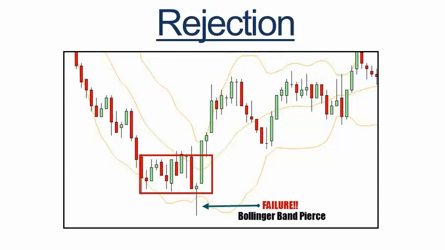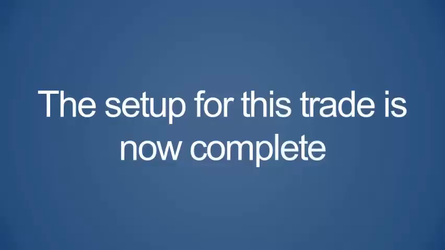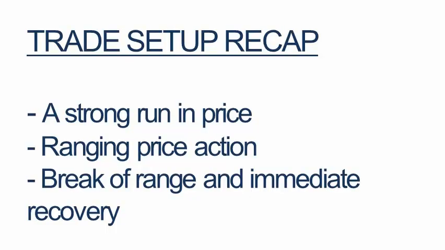Now this trader is a stickler for confirmation and needs the failure to also pierce the standard setting Bollinger Band. If that does not occur, she has no further interest. Now the setup for this trade is complete, and what you need now is a trigger to get you into the position. So here's a quick trade recap. A strong run in the price, ranging price action, break of range, an immediate recovery. But we still need one more piece of the puzzle.